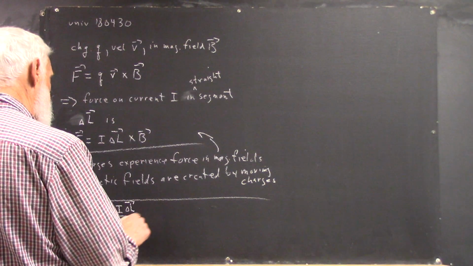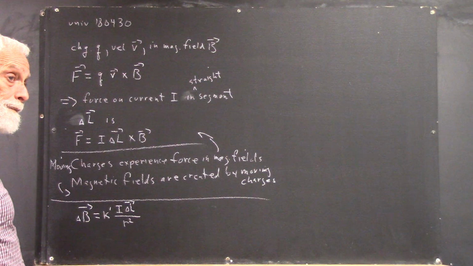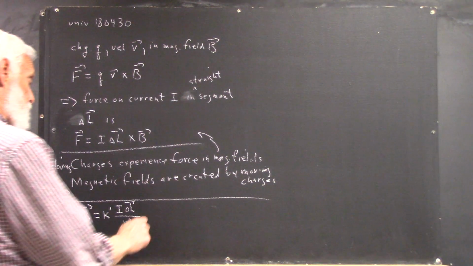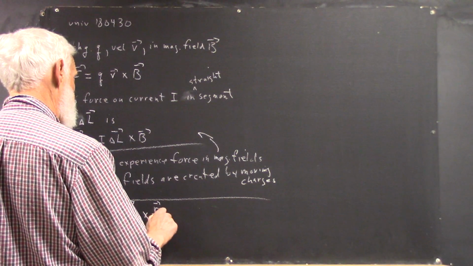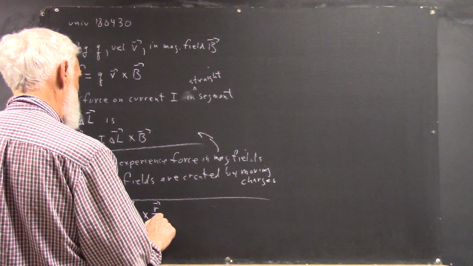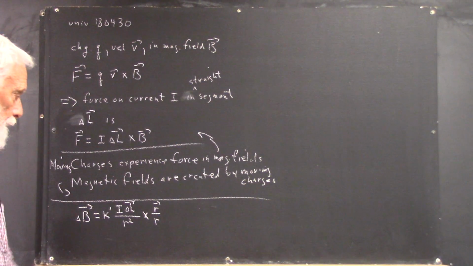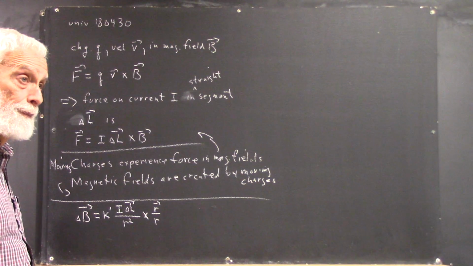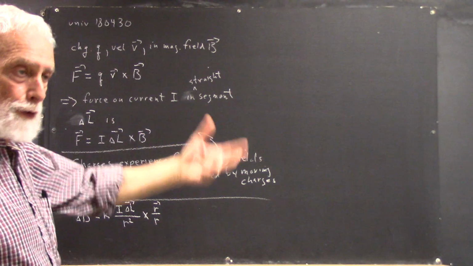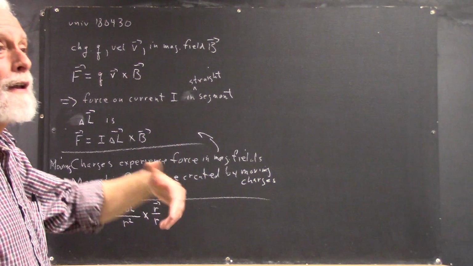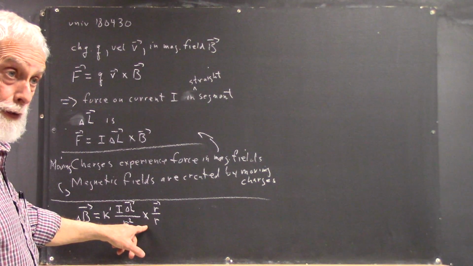And then it's over R squared, and then it's crossed with unit vector R over R. Now you can see the analogy with Coulomb's law, or at least with the definition of electric field, which eliminates one of the two charges, KQ over R squared, times the unit vector, right? But here it's crossed with the unit vector.